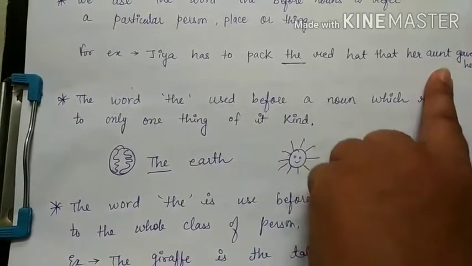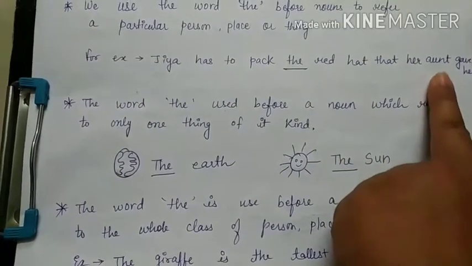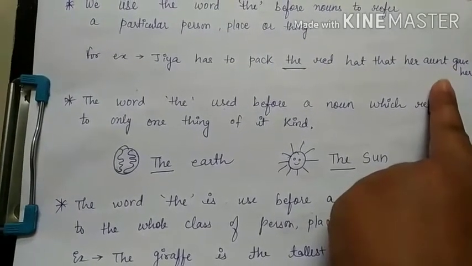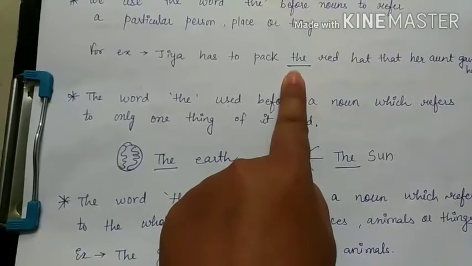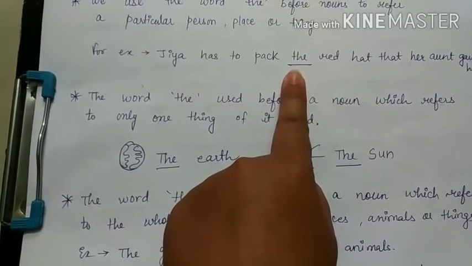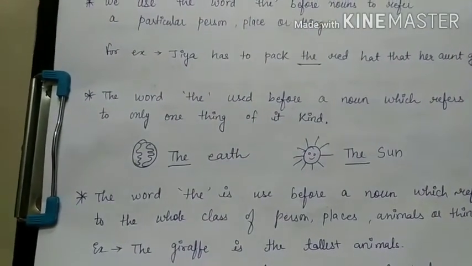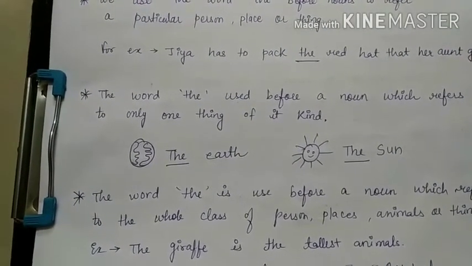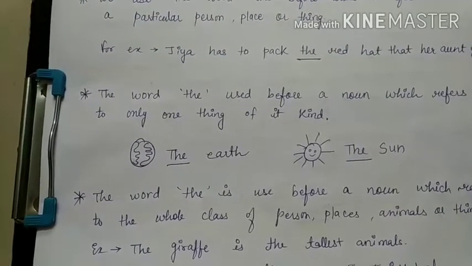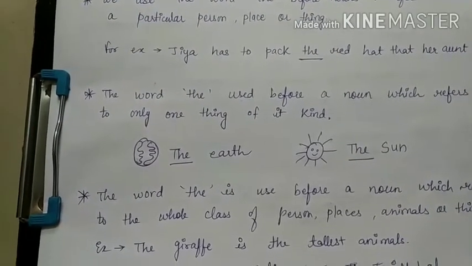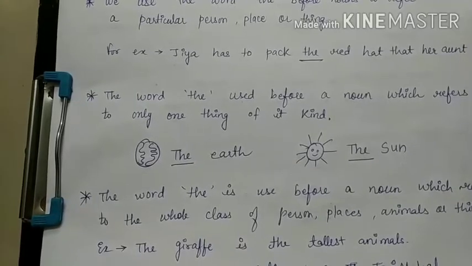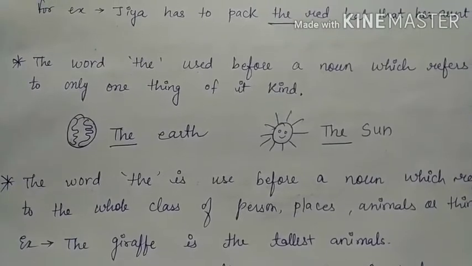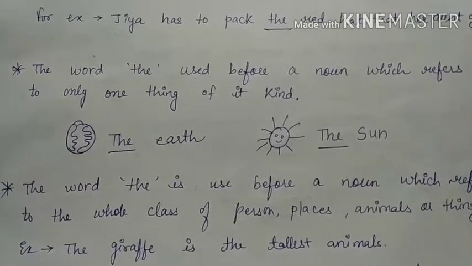हियर दे स्पेसिफिकली मेंशन कि वो हैट उसको पैक करनी है जो उसकी आंट ने उसको दी थी. दैट्स व्हाई दे हैड रिटन the. In the sentence, the red hat refers to the particular hat that her aunt gave her. Now the word the is used before a noun which refers to only one thing of its kind. There is only one sun and one earth.